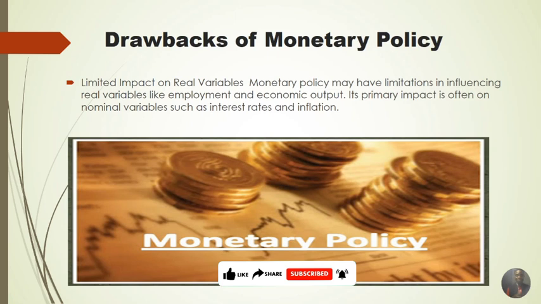So we look at the impact, which is primarily on nominal variables such as interest rates and inflation. But there are other things which have to be considered whenever we use monetary policy, such as the real variables like employment and economic output. So we're just looking at the nominal variables rather than the real variables, because the real variables cannot be influenced by monetary policy tools alone. Other things have to be considered so that we can make changes in those economic conditions.